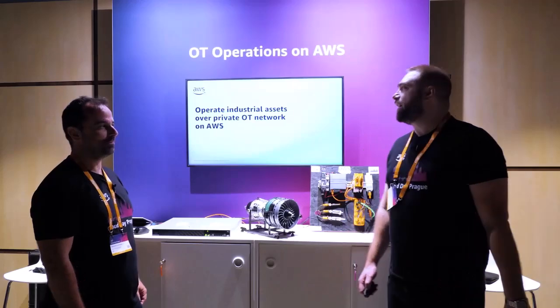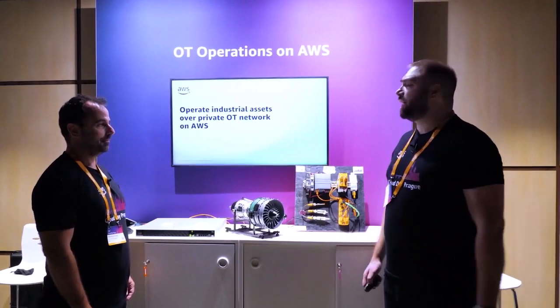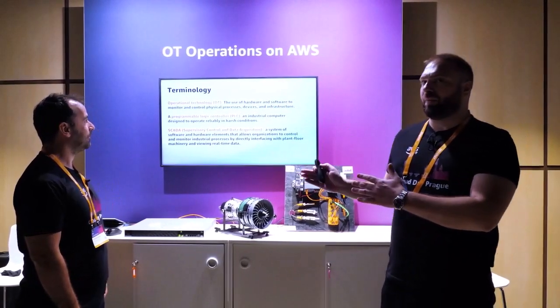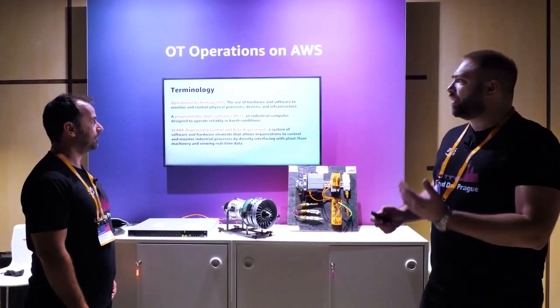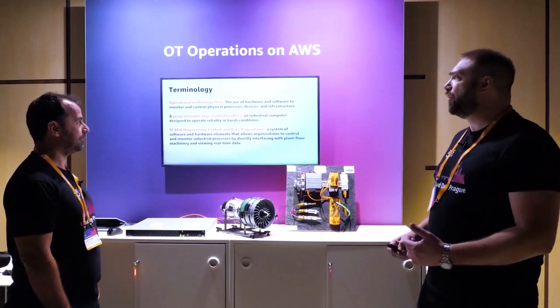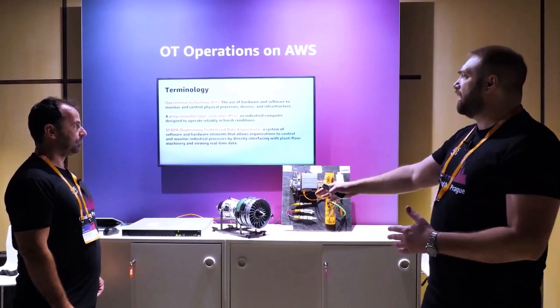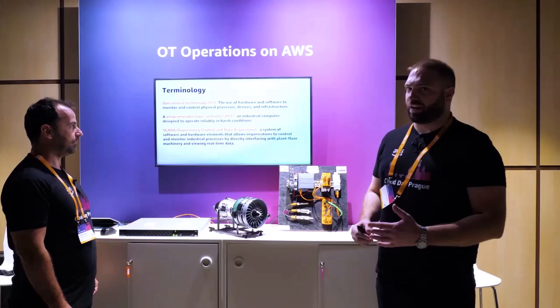Hello. We're going to showcase today how you can operate industrial assets over private OT networks running on AWS. To set some context, here are some terms you should be familiar with. Operational technology, OT, stands for hardware and software to monitor and control physical processes, devices, and infrastructure.